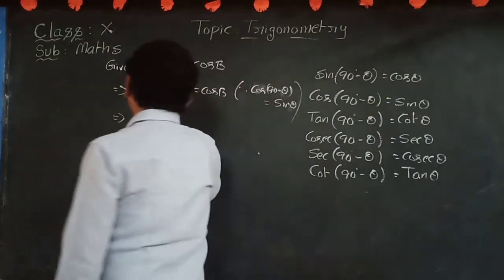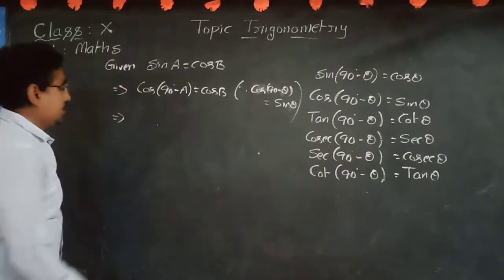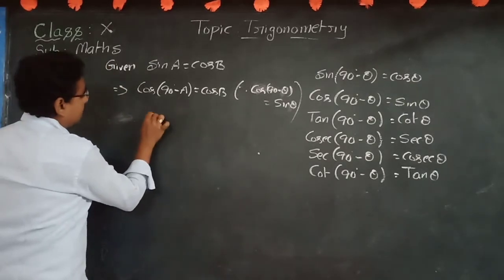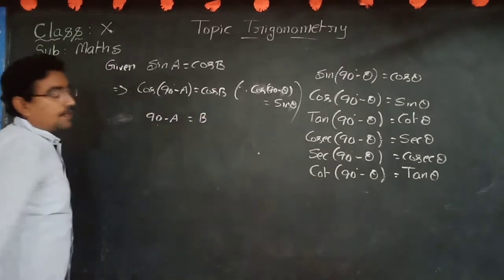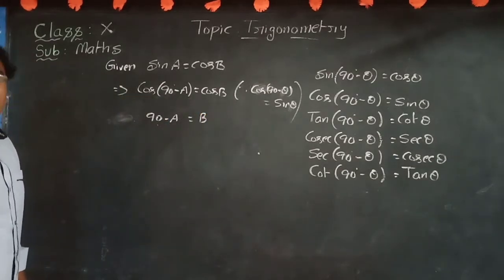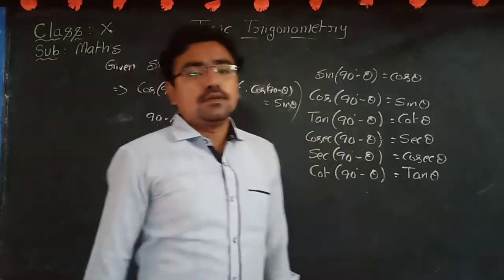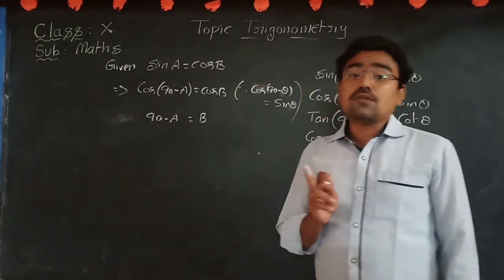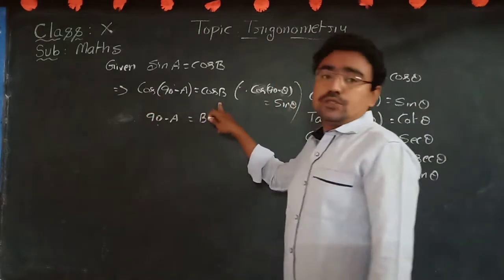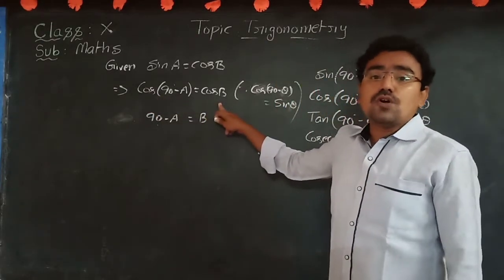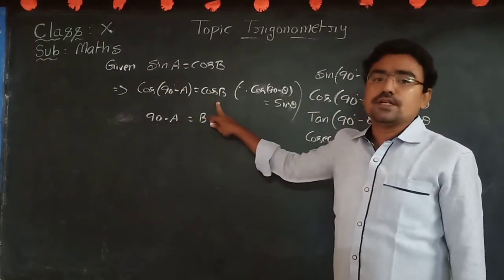What are the angles here? On the left side 90 minus A is there, on the right side B is there. So therefore what can you write? 90 minus A equals B. How can we write this? When trigonometric ratios are equal, both sides have the same cos ratio, so in this case the angles must be equal to each other.